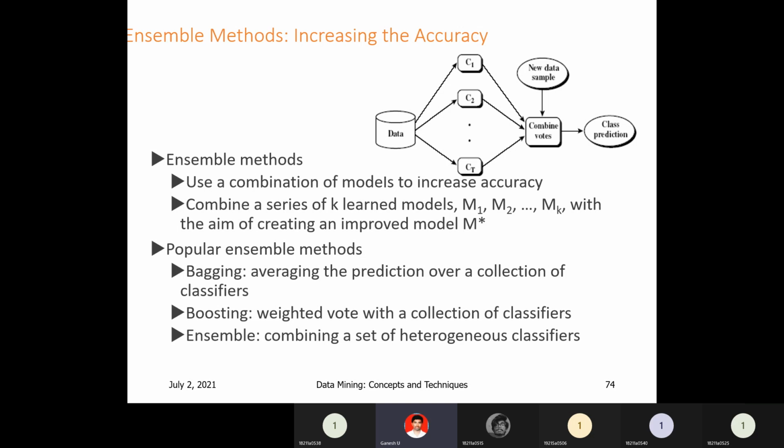Here you can observe, the input data can be divided into a number of sets here: data 1, data 2, data 3, data 4, like that, D1, D2, D3 and so on. Okay, so on those data sets we are applying some classification model, classification technique. That model is nothing but the classifiers C1, C2, C3, C4 and so on, CT. These are the different classifiers. So the input data, capital D, can be divided into D1, D2, D3 and so on, Dn.